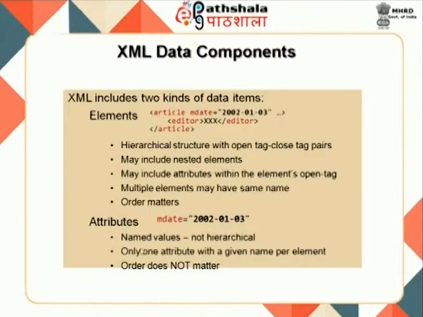Whereas attributes are named values, they are not hierarchical. They are like key-value pairs. So you have an attribute name and every attribute is given a single value. Only one attribute with a given name per element will be available, and here the order does not matter.